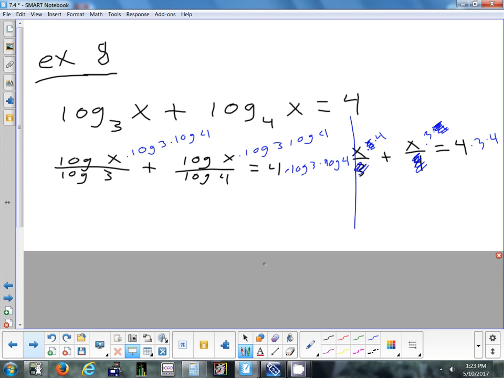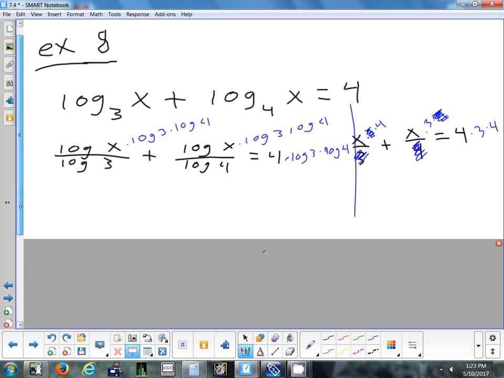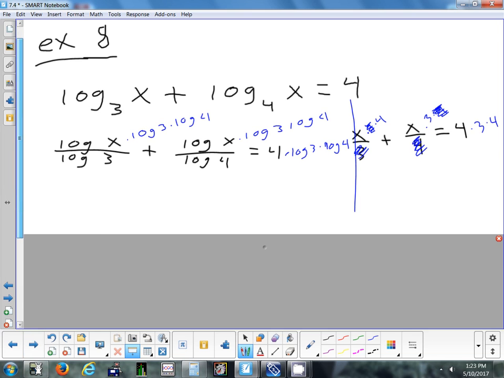In the first fraction, what's going to cancel out? Yep, log 3 in the bottom, log 3 in the top. What about the second fraction? Log 4. Now it's exactly like the other one I was trying to show you. It's a number times something with a variable, number times something with a variable, and the right-hand side is just a number. We're going to type all that in and write down what the number is in the next step.